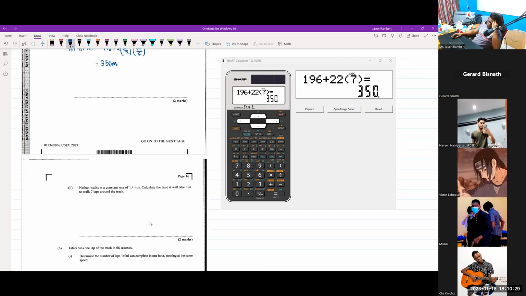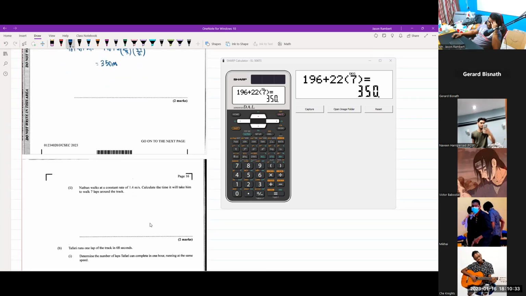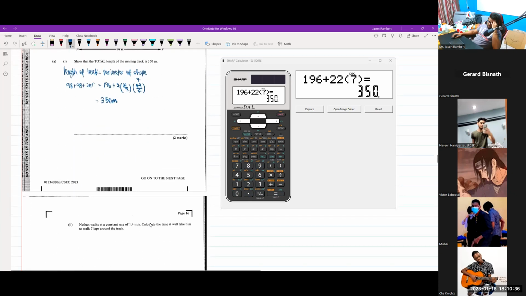Nathan walks at a constant rate of 1.4 meters per second. Calculate the time it will take him to walk 7 laps around the track. So 7 laps is going to be 7 by 350 meters, 2450 meters.